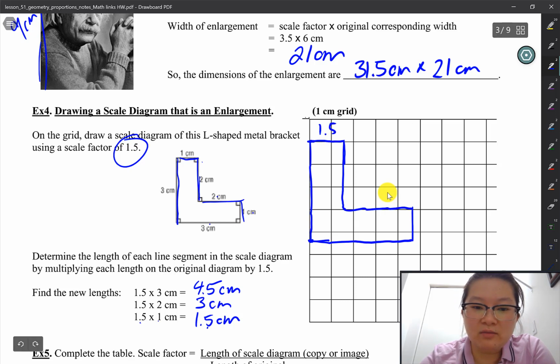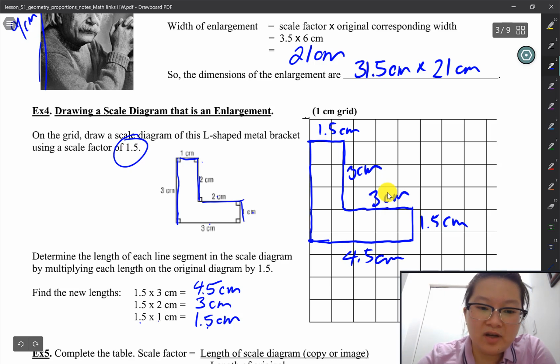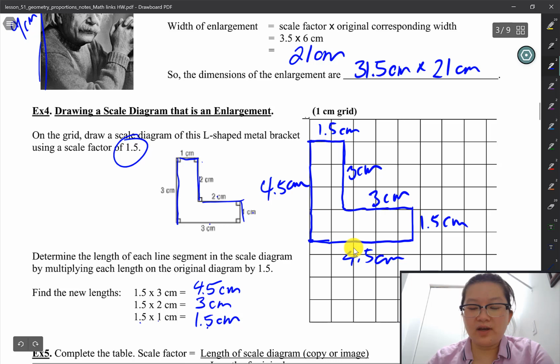Let's label our sides. This is 1.5 centimeters. This is 2 times 1.5, 3 centimeters. This is also 3 centimeters. 1 centimeter gets blown up to 1.5. This bottom here gets blown up to 4.5 because it was originally 3. And last but not least, this is 4.5 centimeters over here. There you go. Hopefully you had something that looks like this.